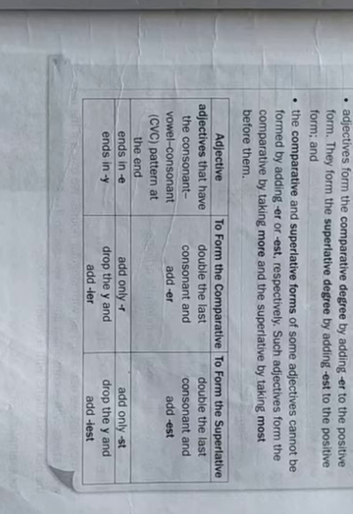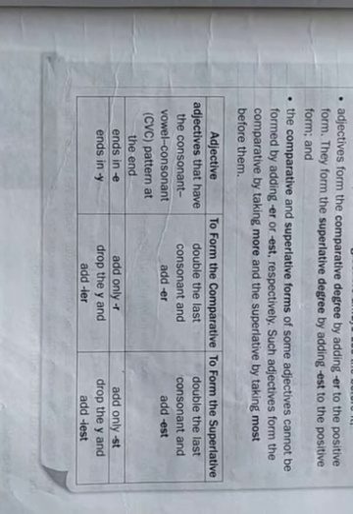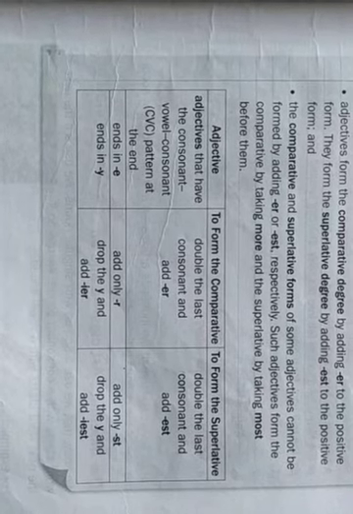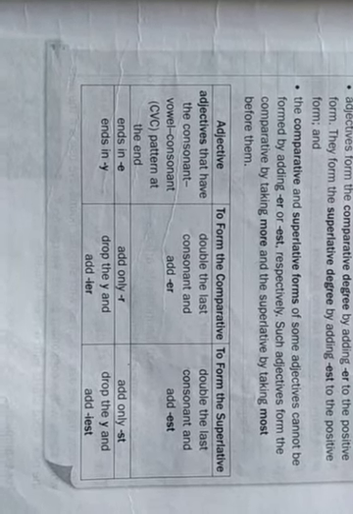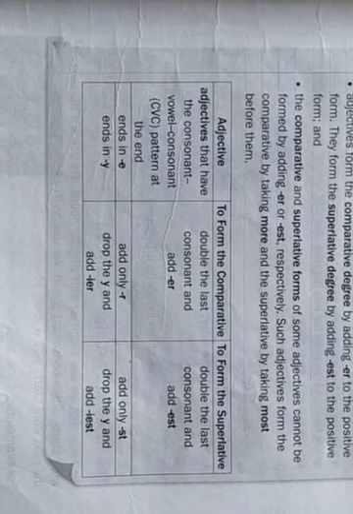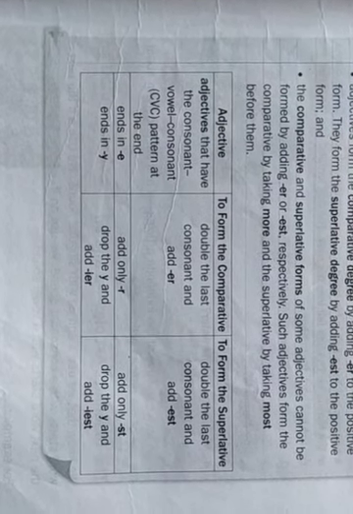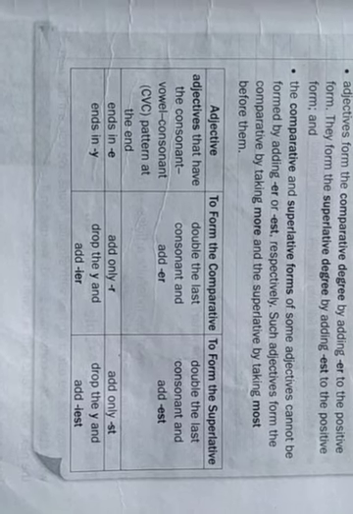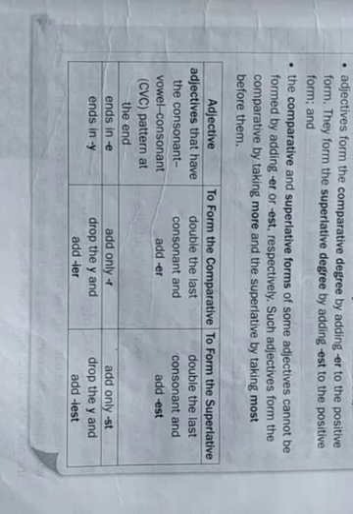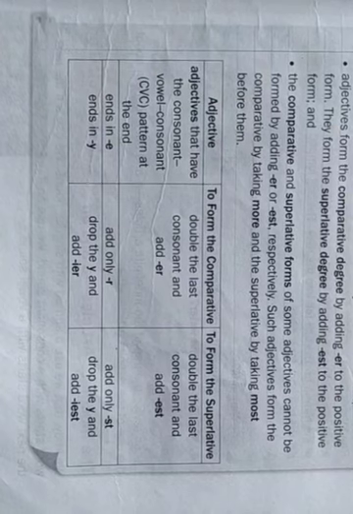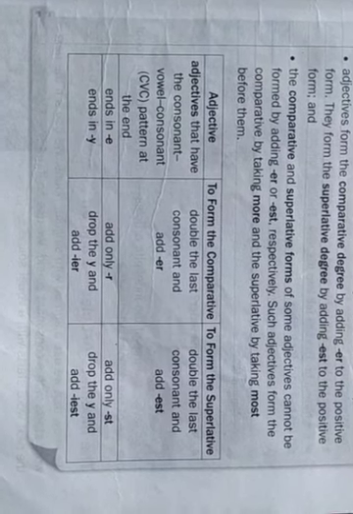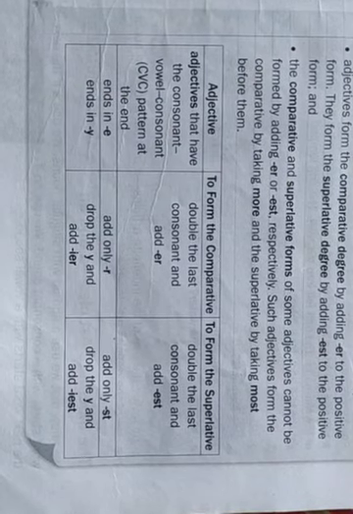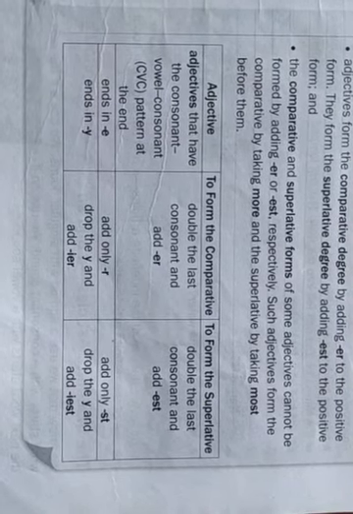Adjectives that have the consonant vowel consonant pattern at the end double the last consonant and then add er to make it comparative, and double the last consonant and then add est to make it superlative. So the adjectives that end in e only add r to make it comparative and only add st to make it superlative.